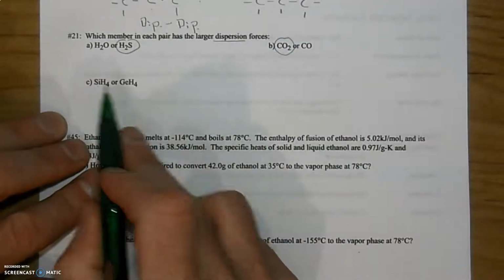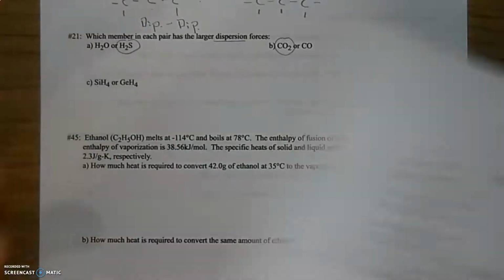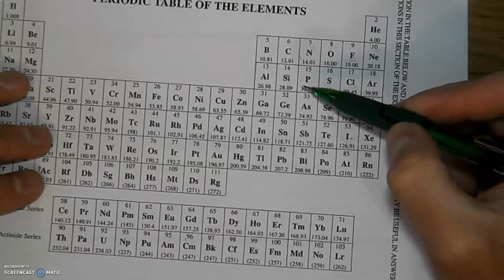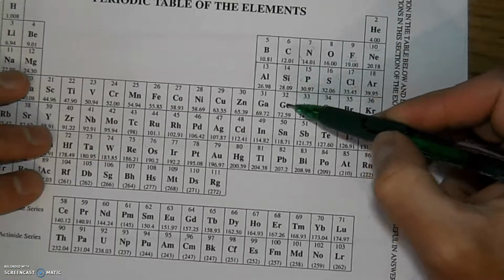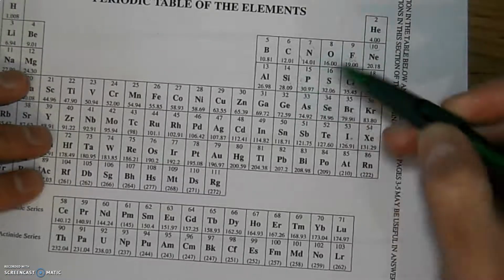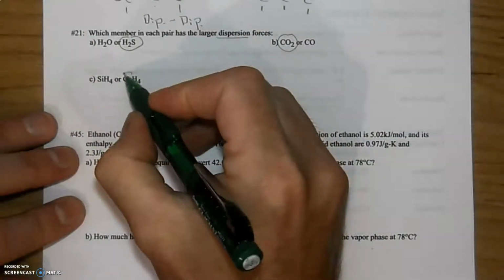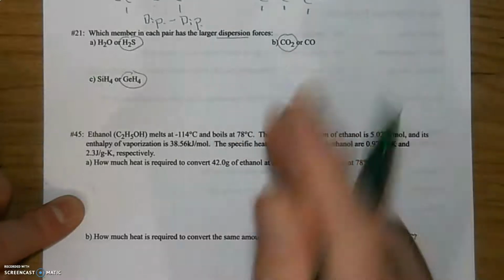Finished. And then for this one here, silicon and germanium, it's like, I don't know, let's take a look at the periodic table. Pull this down. Germanium has a greater molar mass than silicon. Therefore, everything else being the same, germanium. Done. Okay, let's bounce back over to our notes.